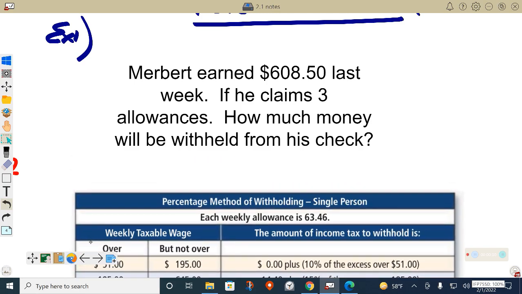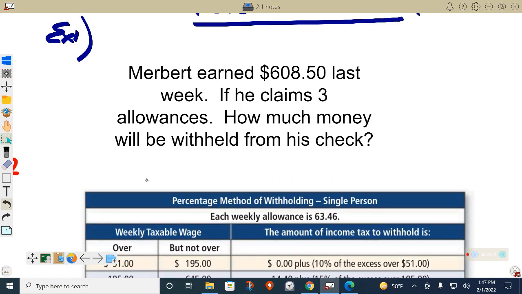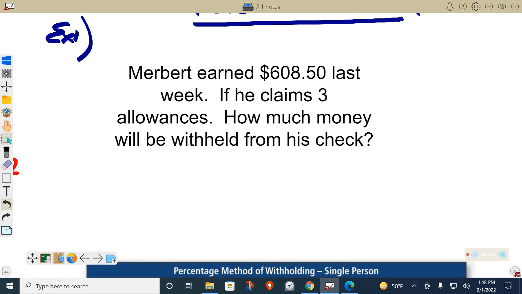Do not copy this table down here because this table is actually on assignment C34. You have a copy of this on your Google Classroom right now. Just write out this example. Merbert earned $608.50 last week. If he claims 3 allowances, how much money will be withheld from this check? Give you about a minute to copy that down.